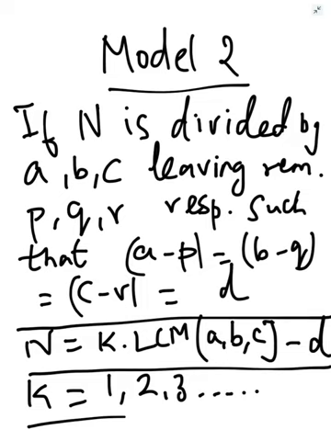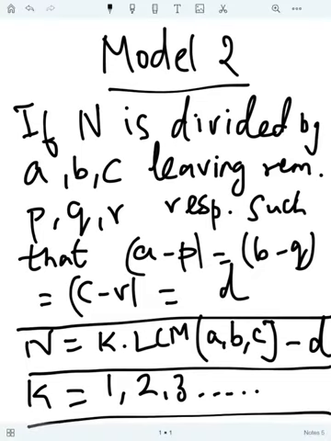Why can K not be 0? Because if you put K equal to 0, n will be equal to minus D, some negative number, but a natural number cannot be negative. So the value K equal to 0 is not possible. K will start from 1 only. So this is model 2. I hope it is clear to you.